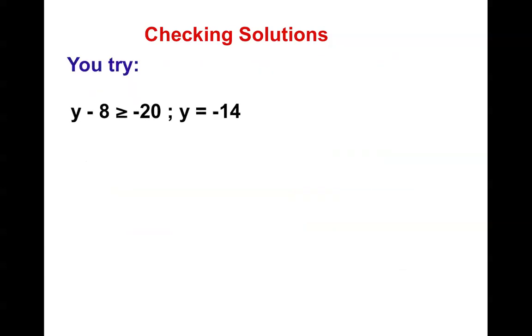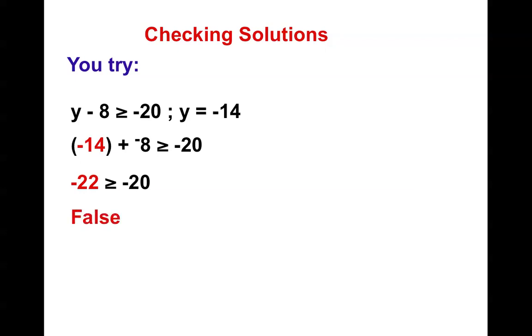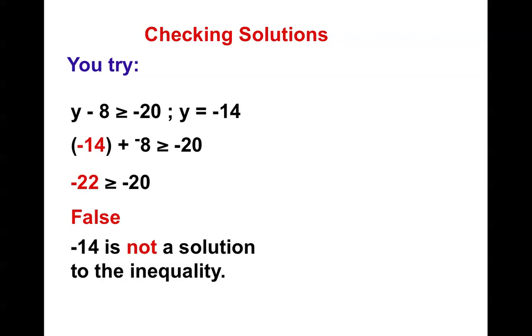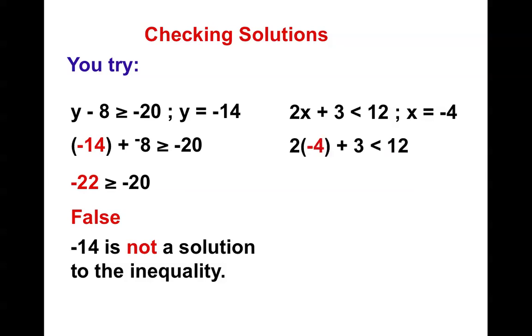You try. Okay, I'm back. So, I substitute in. Negative 14 plus negative 8 gets you negative 22. Is negative 22 greater than negative 20? No, that's false. And if it's false, then it is not a solution to the inequality. All right, we plug in. Multiply before we add.